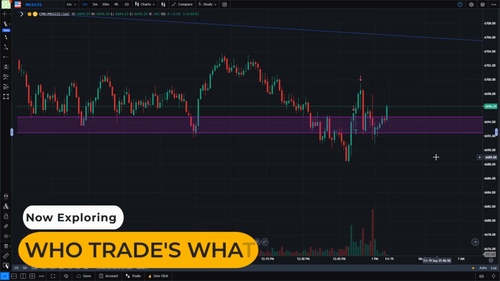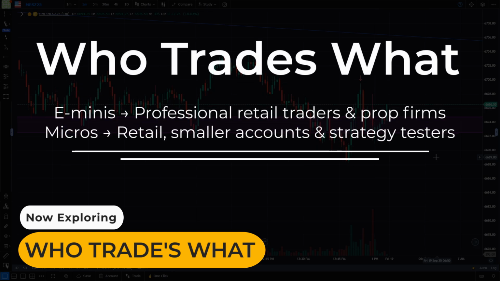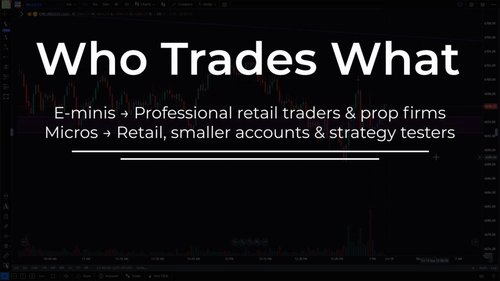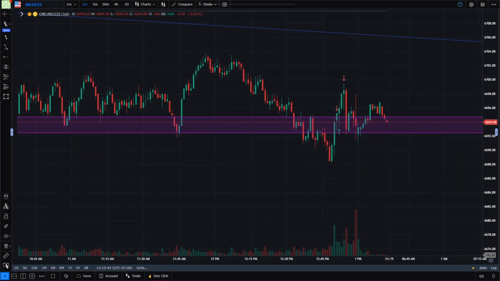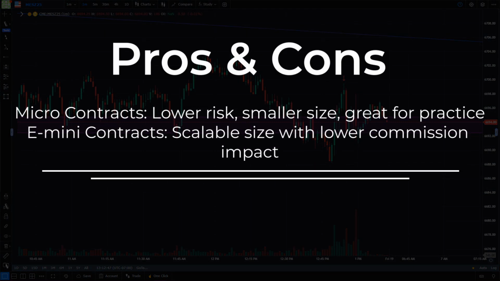In terms of who trades what and what market is most suitable for you, minis are going to be traded by professional retail and prop firms, whereas micros are going to be retail traders and smaller retail traders, and also strategy testers. So what are the pros and cons of each, and what should you trade?